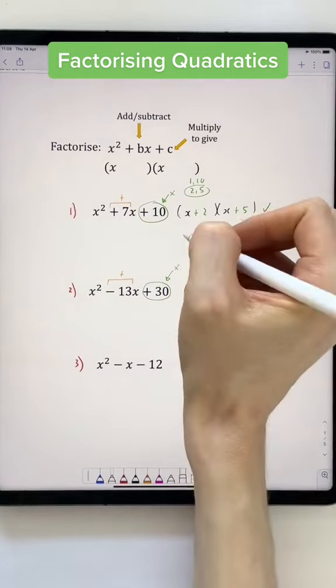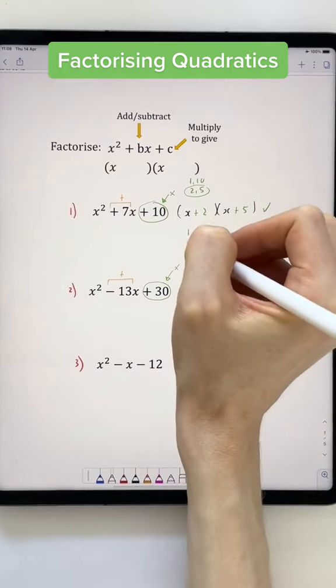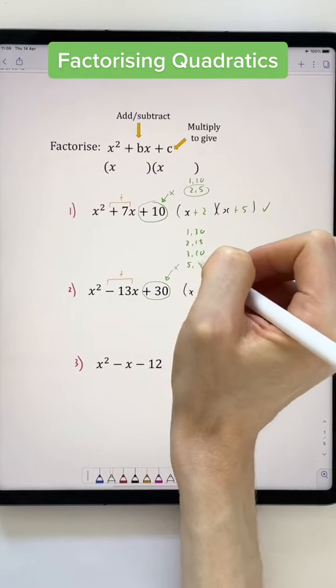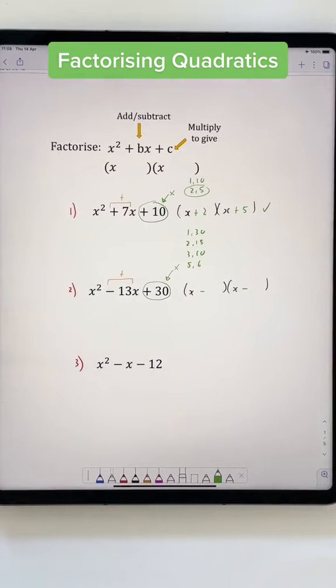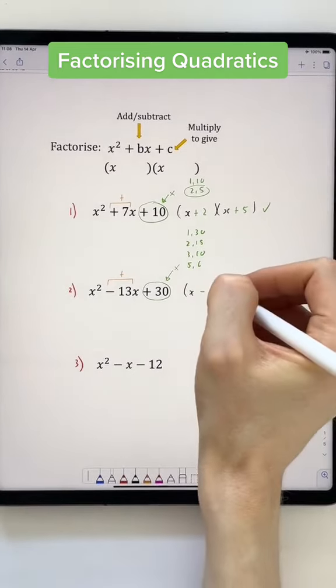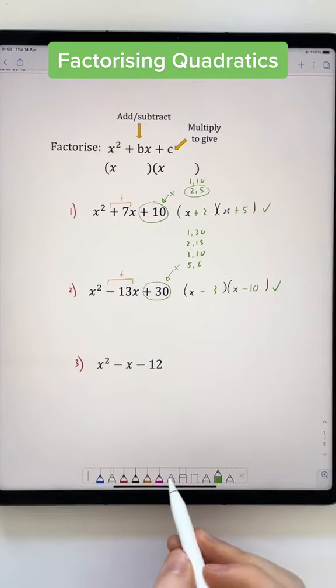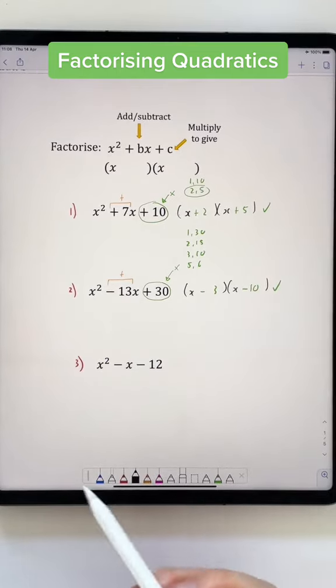Listing out the factors of 30, we have 1 and 30, 2 and 15, 3 and 10, and 5 and 6. The only pair that adds together to give us negative 13 is going to be negative 3 and negative 10 in any order. For question 3, again we have a quadratic in terms of x.